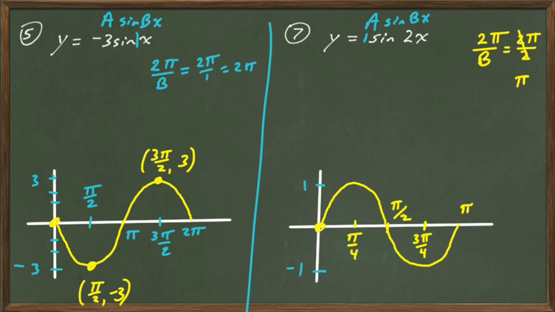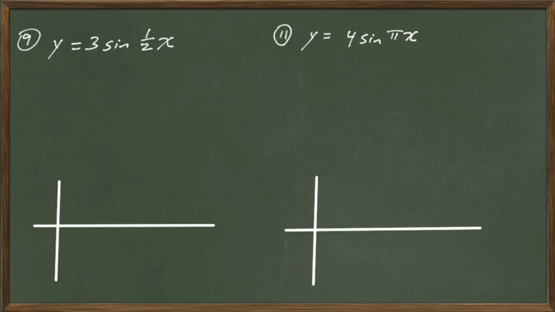So what are the coordinates of my maximums and minimums? This would be at pi over 4, comma, 1. And this would be at 3 pi over 4, comma, negative 1. I will ask for the coordinates of the maximums and minimums. On from 7, let's look at 9. 9 is a sine graph, sine wave. It starts at the origin, it goes up, down, and up. The amplitude I'm hoping you're noticing should be 3.